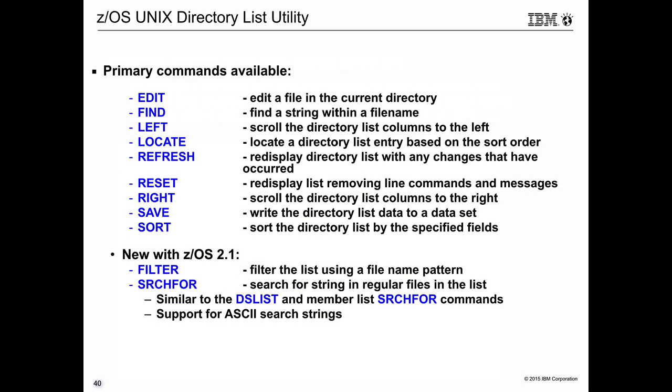From in the Unix directory list utility, you have a number of primary commands available. We've already talked about using sort. Obviously things like left and right, edit and find, and so forth. And you also have filter capabilities. So once you're viewing a particular listing like we had on the previous chart, you can type filter and basically filter that down even further to say look for just a particular subdirectory or whatever. You have search for capabilities. We saw search for earlier. You can do similar processing within the Unix directory listing.